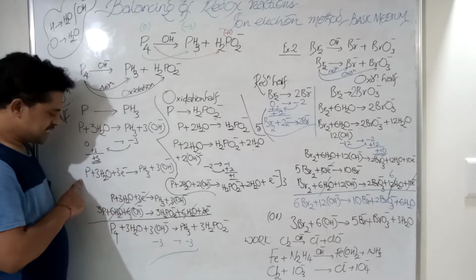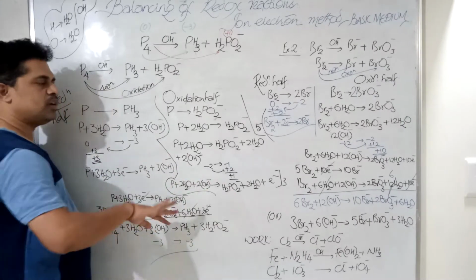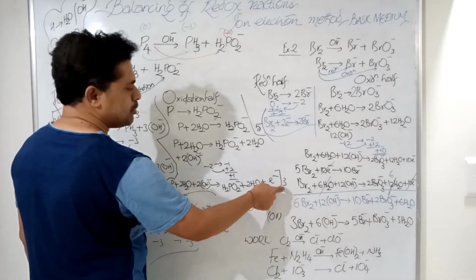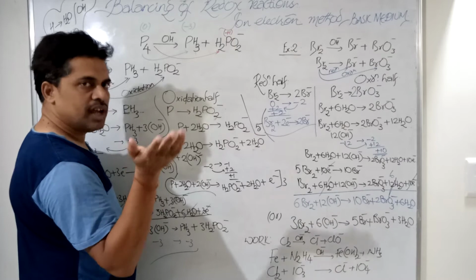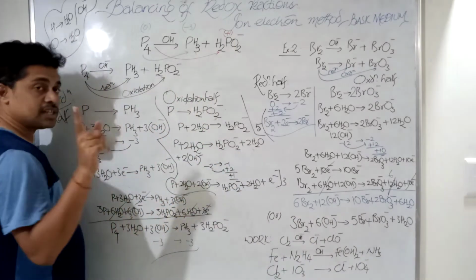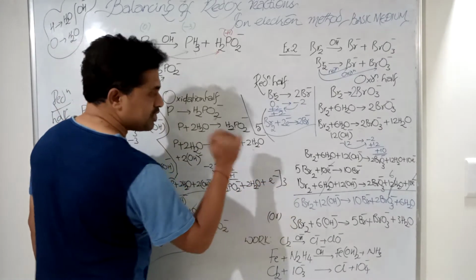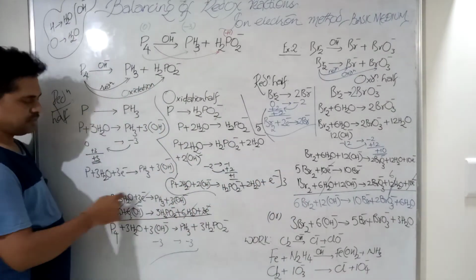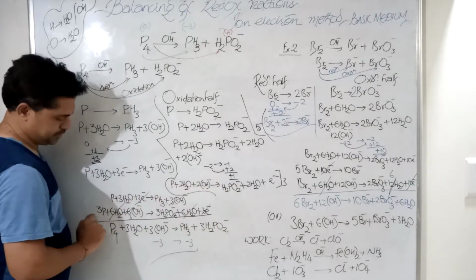The number of electrons in reduction is 3, and in oxidation it is 1. So in order to make them the same, we multiply by 3. If you have any doubt, just go back to the acidic medium concept, revise, and come. The number of electrons must be the same. So 3 electrons here and 1 electron there, so we are multiplying with 3. We write this reaction as it is, and this reaction multiplied by 3.